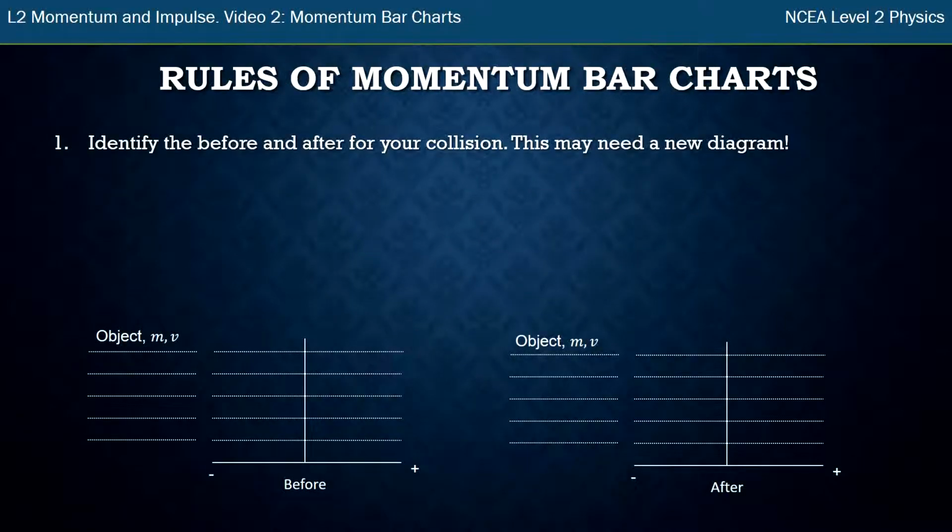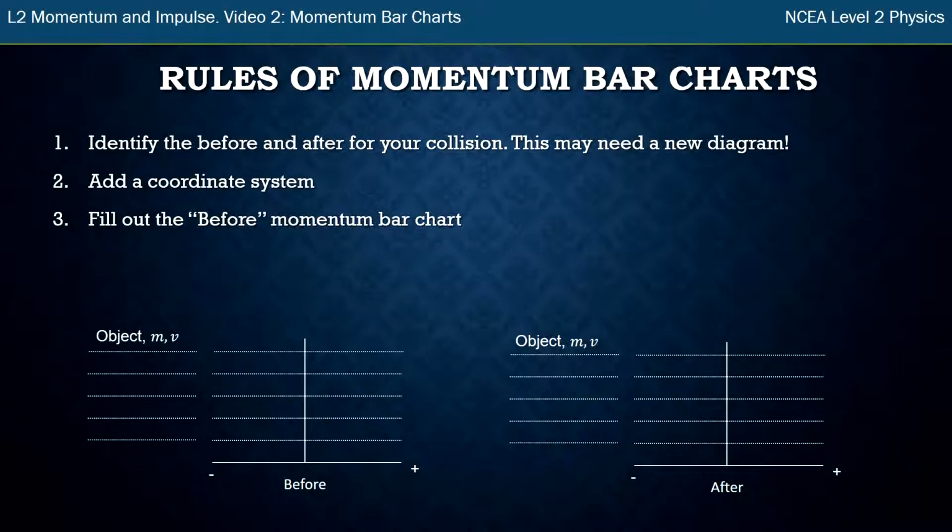So the rules are, for momentum, you need to clearly identify before the collision and after the collision. This may need you to draw a new diagram, or to draw a diagram that's not there. I can't stress enough how important this is, because just like in energy bar charts, there's a before chart and an after chart. So you need a diagram where you can clearly separate the information into before and after the collision. Add the coordinate system, which way is positive.